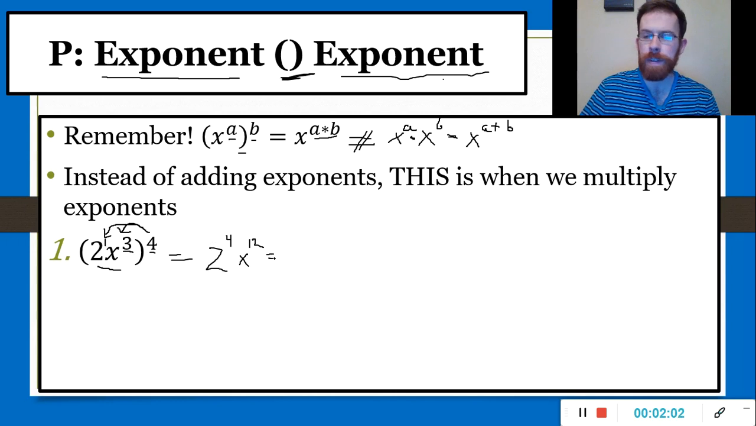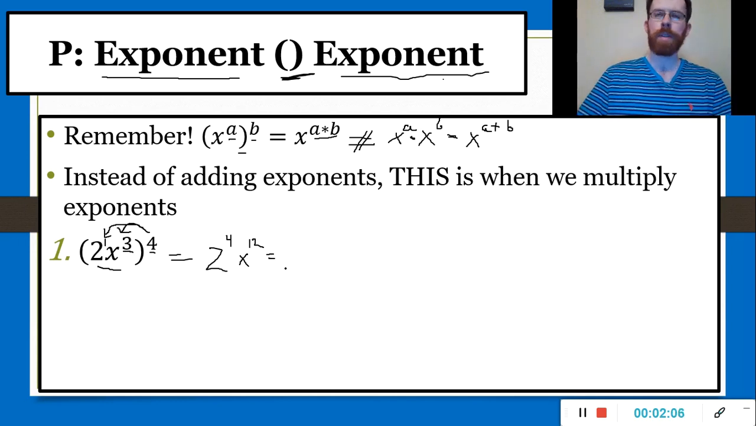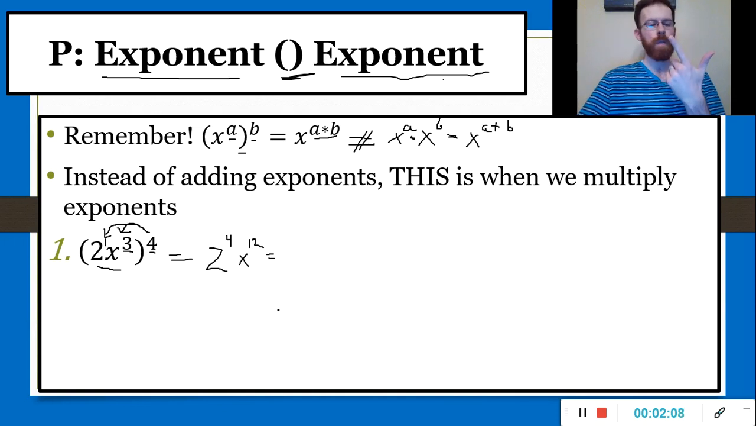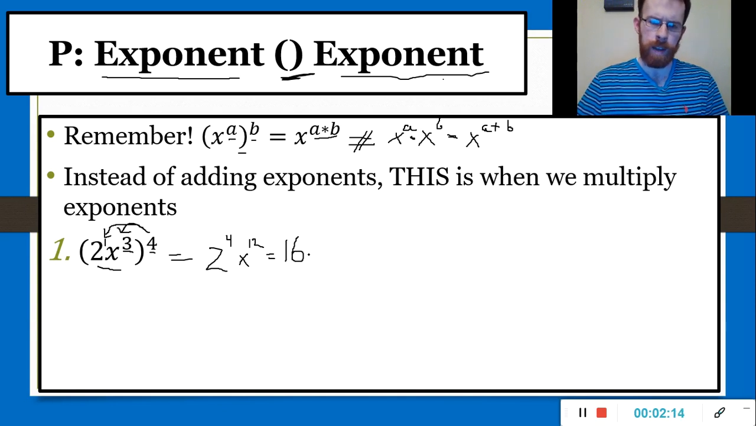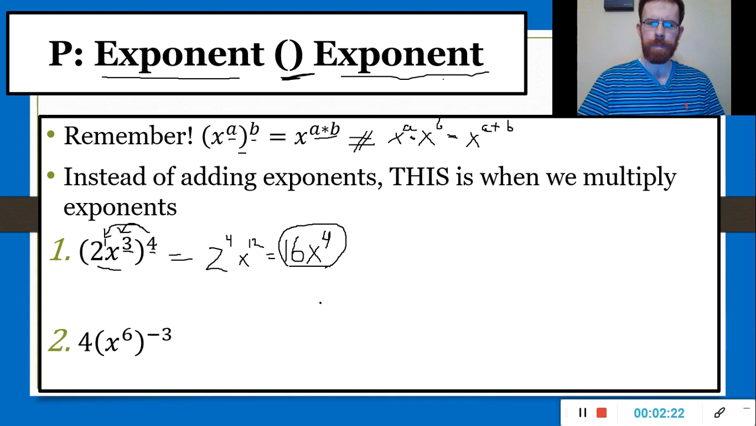Now, if you didn't have to simplify your answer, I would accept that. That'd be totally fine. But 2 to the fourth is 2, 4, 8, 16. It's all binary mathematics, kids. 16x to the twelfth. And that is our answer for that.